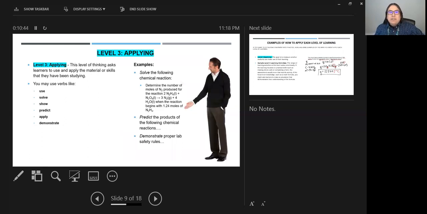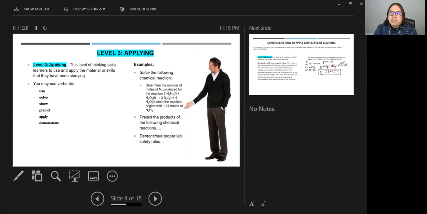So the third level is applying your knowledge. We ask learners or students to use and apply the material or skills that they have been studying, taking what they learned about cellular respiration and applying it. Words that cue us into this type of learning would be use, solve, show, predict, apply, demonstrate. So if we're doing a unit on global warming, we could ask our students, what do you predict the future climate would be like in the year 2050? How about 100 years from now?